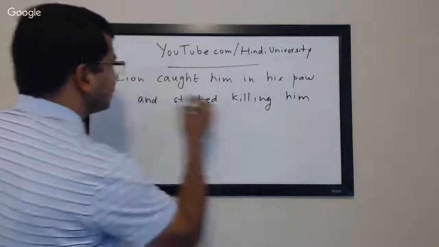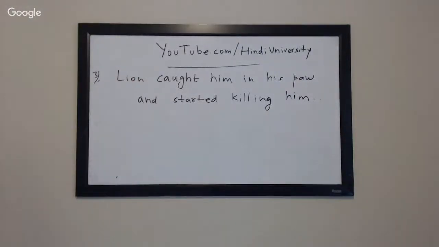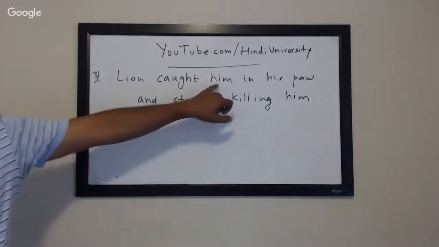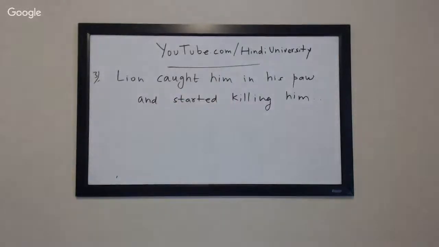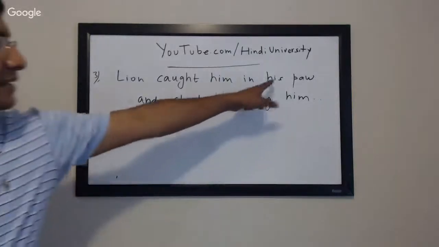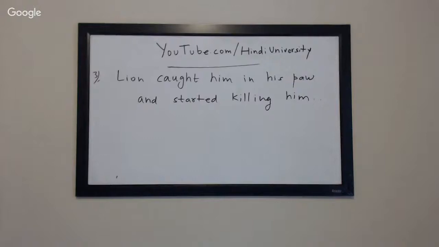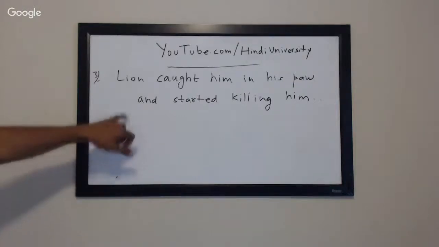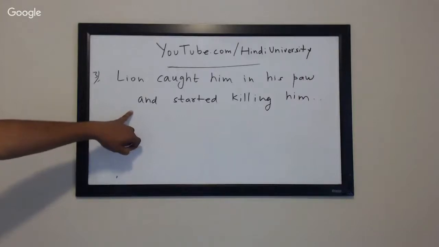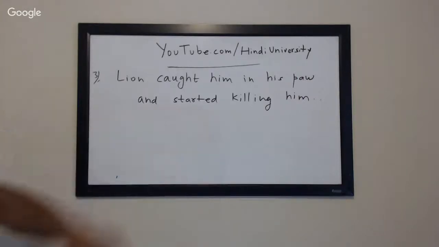Okay, so the lion caught him in his paw. This "him" is basically for the mouse, and this "his" is for the lion, right? So the lion caught him in his paw and started killing him. If you think about it, it's the same pattern as last time. It's the last sentence, started troubling him or started killing him. So you can tell there will be use of a similar pattern.